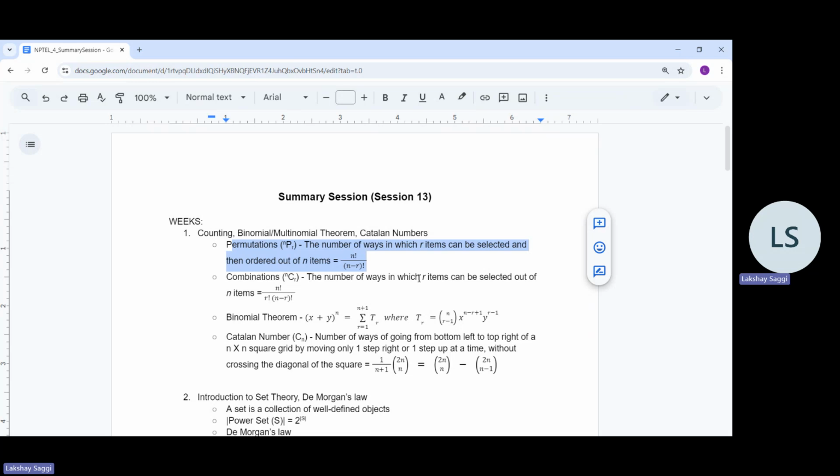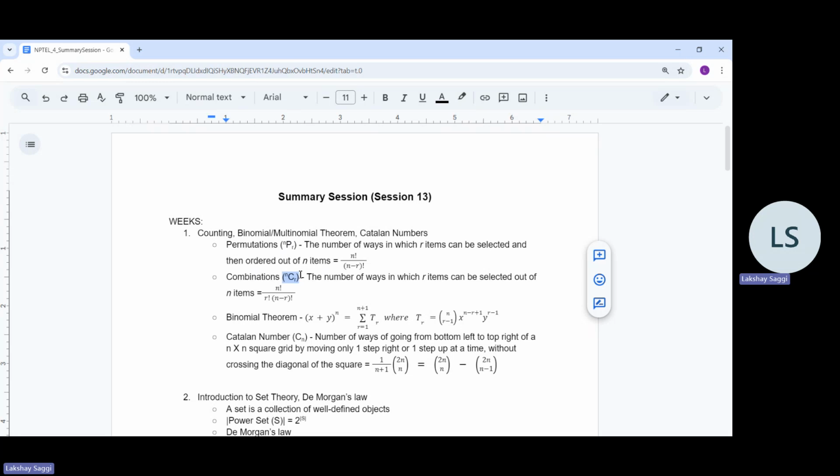So we don't need to order them, we just need to select them. And this is given by n factorial divided by r factorial times (n minus r) factorial, and it's denoted by nCr. Some people refer to it using parentheses notation also, but these are also known as nCr. So how did we arrive at this?